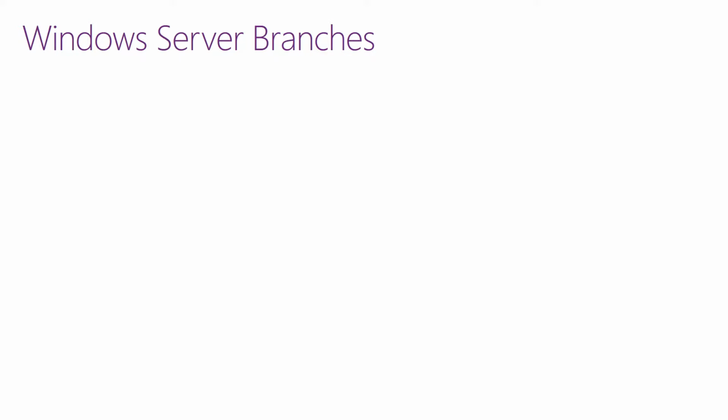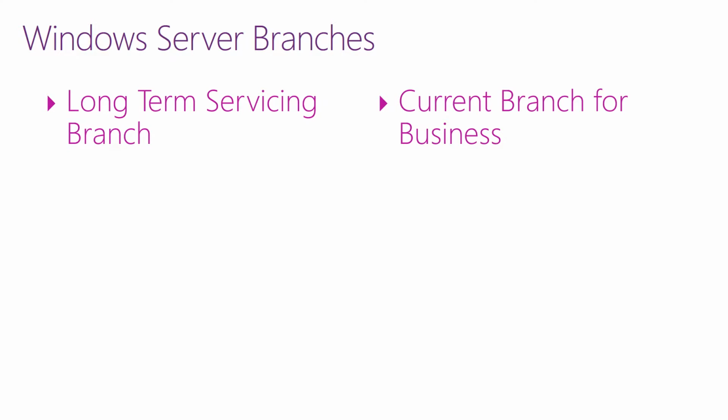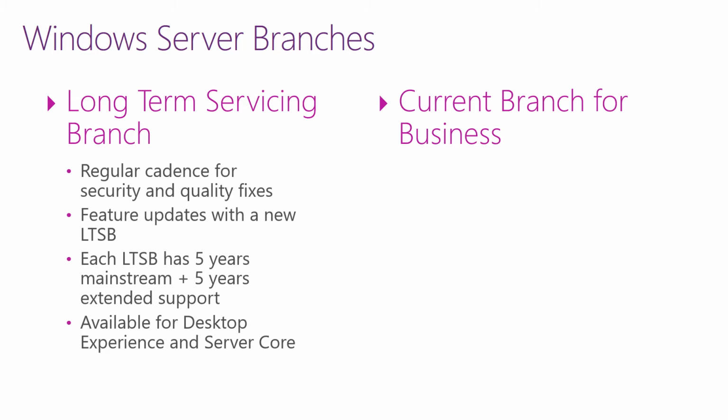The final concept to look at in this section is the notion of Windows Server branches, which you may be familiar with from Windows 10 perhaps. A particular branch of the software controls how often security and quality fixes and feature updates are applied. There are two branches for Windows Server, the long-term servicing branch and the current branch for business. Let's look at the long-term servicing branch first. Here you can see that there is a regular cadence, usually monthly, for security and quality fixes, but the feature updates are only available when a new LTSB is released.